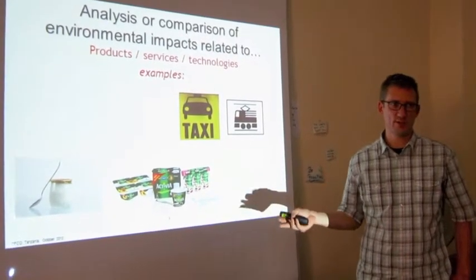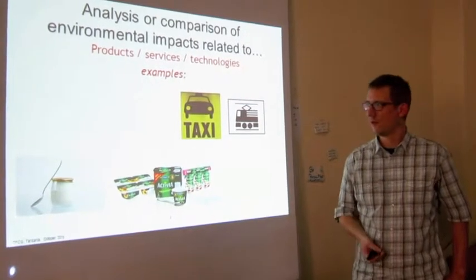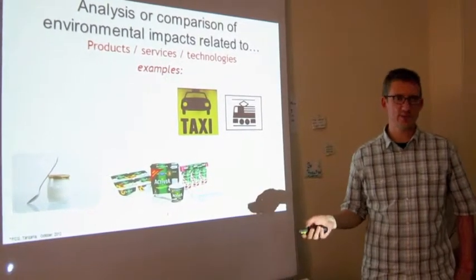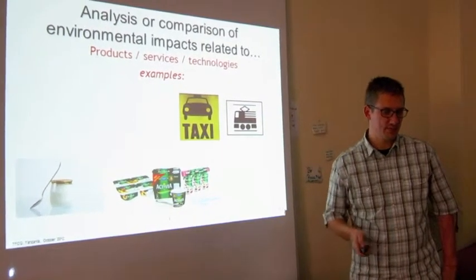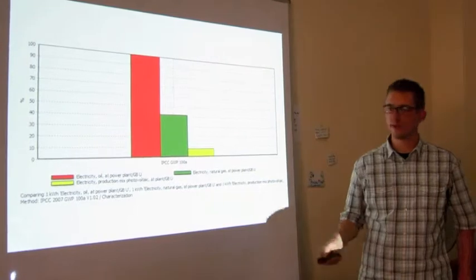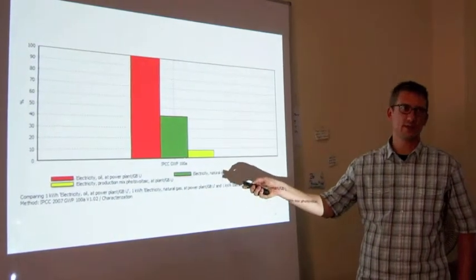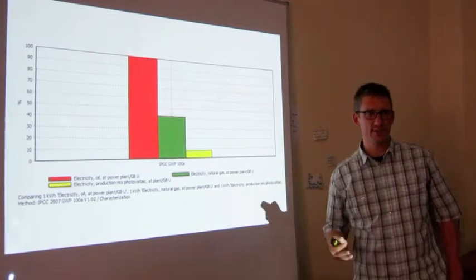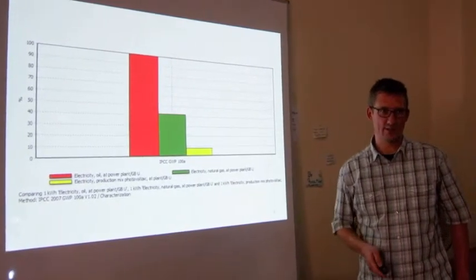For example, you can compare driving in a taxi or driving in the train. Or you could compare different packaging options like glass packaging or plastic packaging for yogurts. You can also do it in an example here for electricity, where we have three different electricity sources: oil, natural gas, and photovoltaics. And you can see that photovoltaics is clearly the best option to provide electricity.